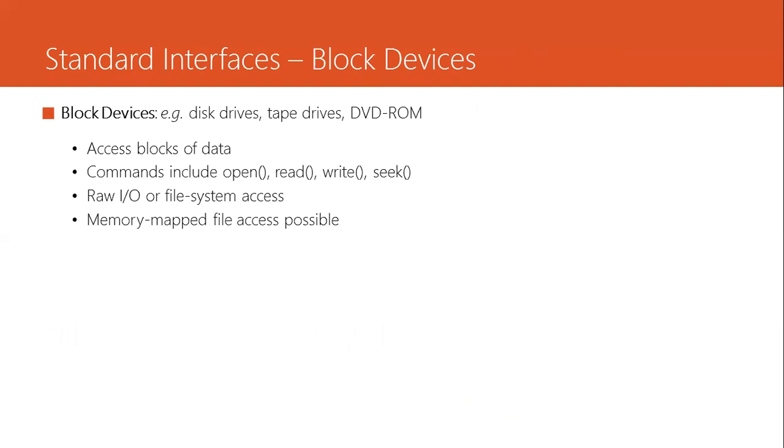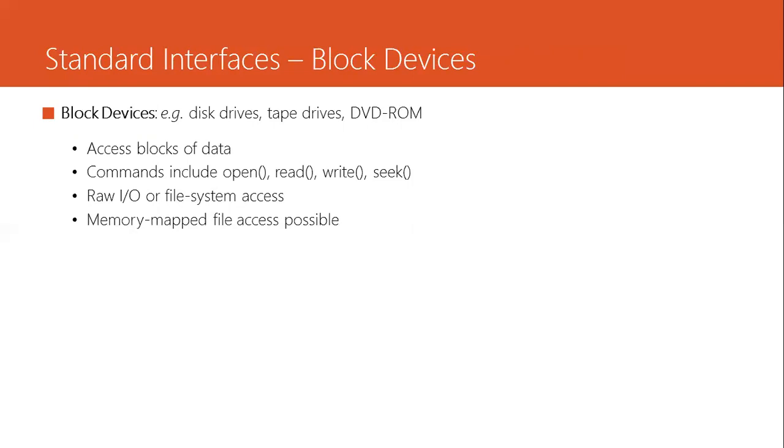So mostly there are three device interfaces in modern computer systems: block devices, character devices, and network devices. So we'll start with the block devices. Block devices are things that access data in blocks, like disk drives, tape drives, DVD ROMs, etc.